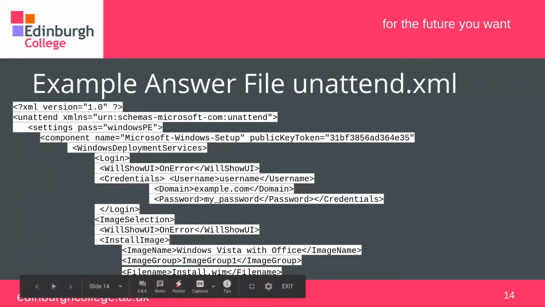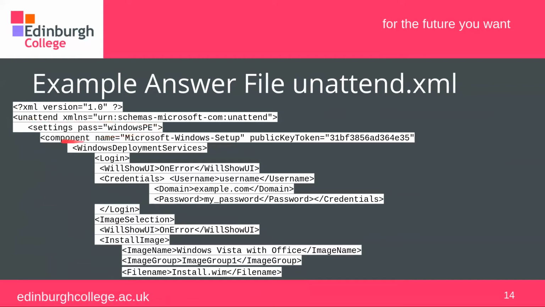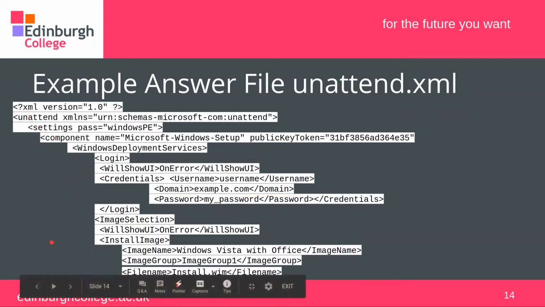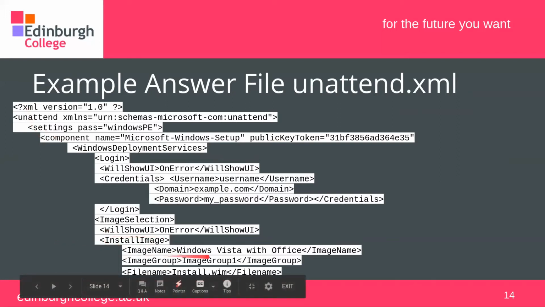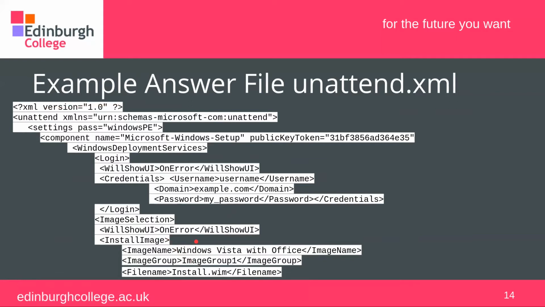So here's an example of an answer file. We have component name, public key token, and then these fields, kind of similar to HTML fields. We have usernames, domain name, password, and this file can actually be a very long file, lots of lines in it, with information like, for example, install image. So we're telling it what image to pull from the deployment server, what the image group is, what the name is: install.wim. So with this file, we can tell Windows everything, and it will go ahead and automatically configure it. Those are just some of the main concepts of Windows Deployment Services.